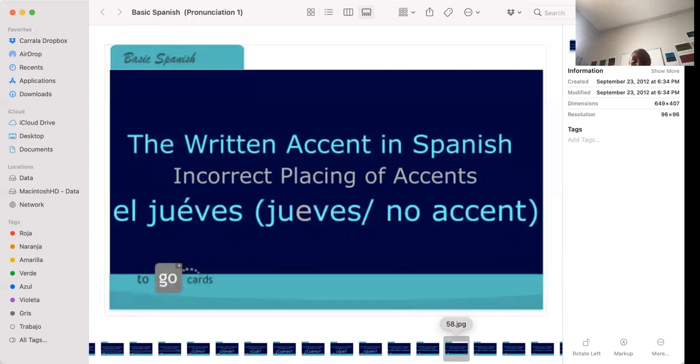Here, it's not placed incorrectly, it's just not necessary. It would be considered wrong because it's the next to the last syllable, which is the first syllable. Jueves, el jueves, which means Thursday, right? You don't need an accent because that's where the accent is supposed to go. That's the natural place, so an accent would be incorrect. And remember, if you are in doubt whether or not to put an accent, do not put the accent.